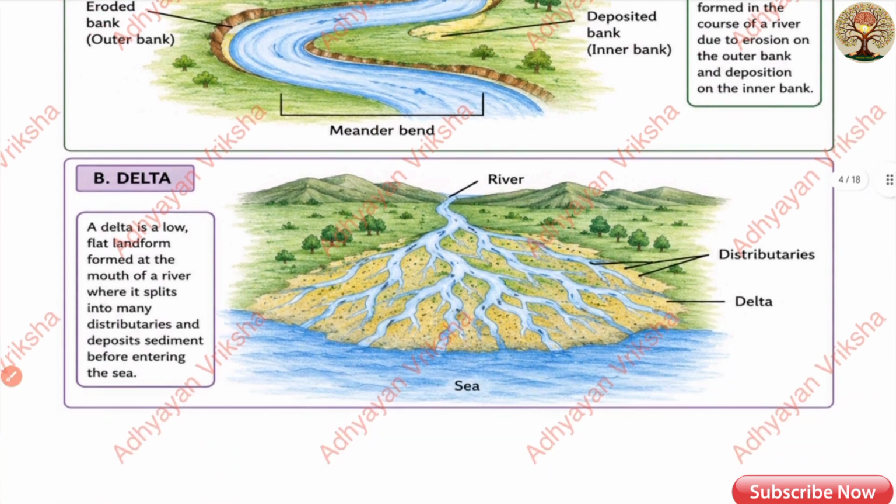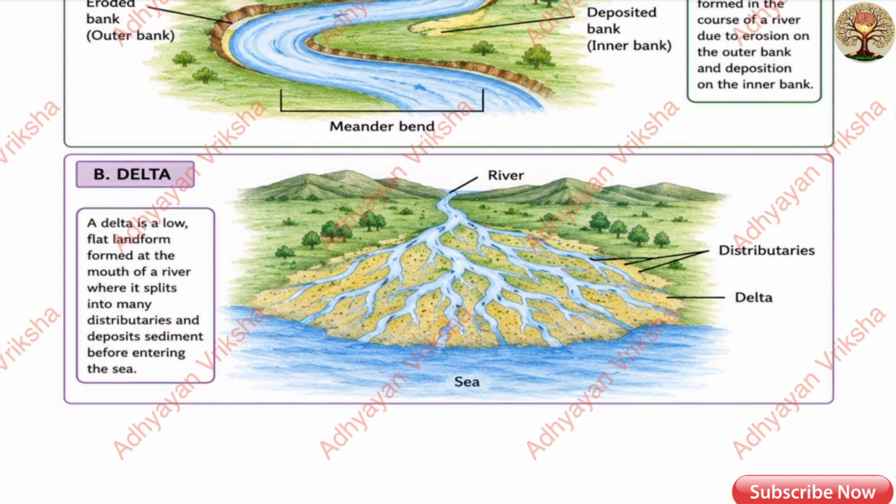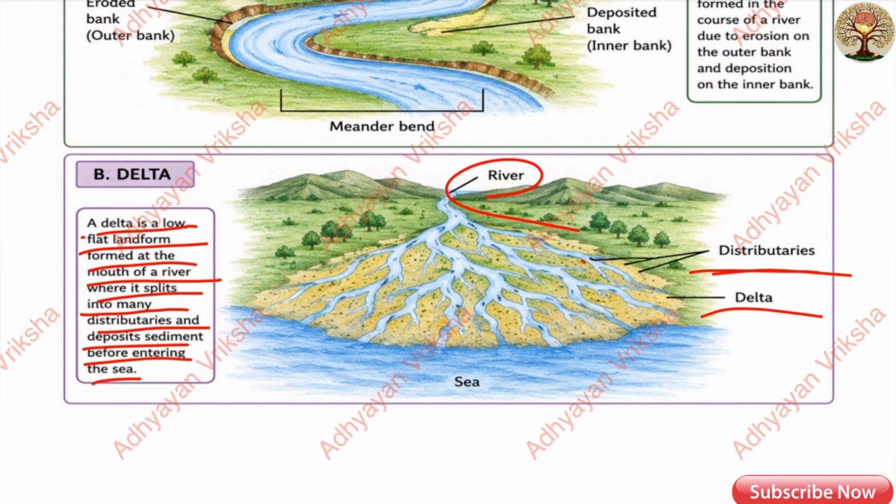And come to the second one, that is the delta. A delta is a low flat landform formed at the mouth of the river where it splits into many distributaries and deposits sediment before entering the sea. This is exactly the delta. This is the river, these are the distributaries and this is the delta.